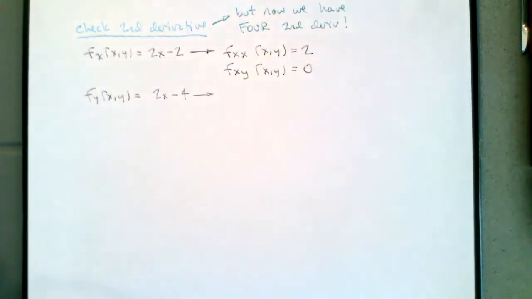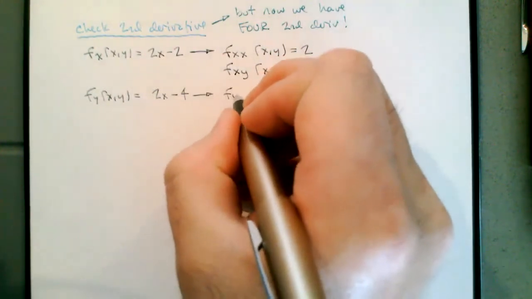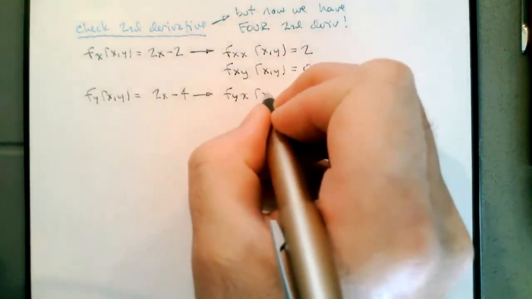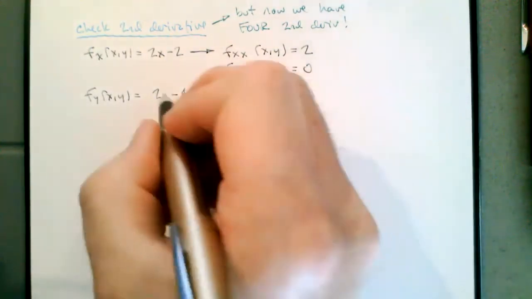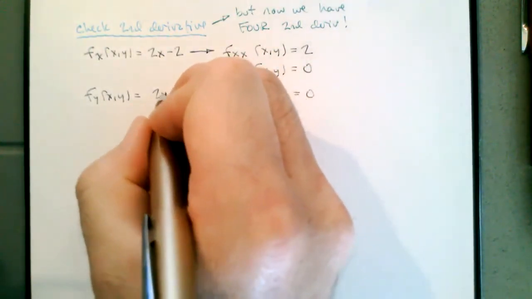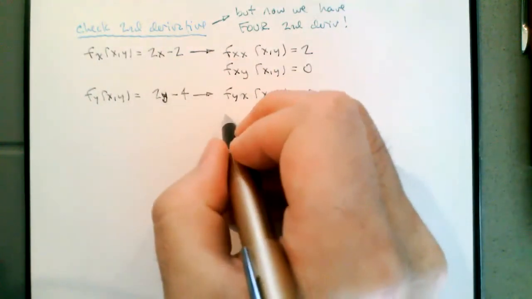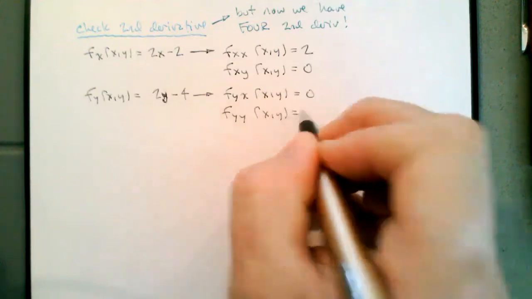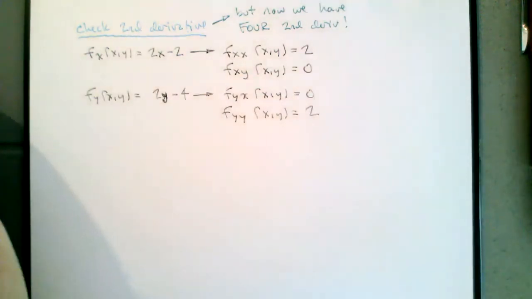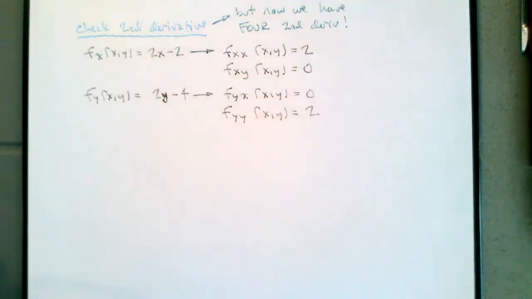Fy also has 2 partial derivatives. The derivative of fy with respect to x at x,y will be 0, because there's no x. This should say y. And the derivative of fy with respect to y at x,y will be 2. So there are our 4 partial derivatives.